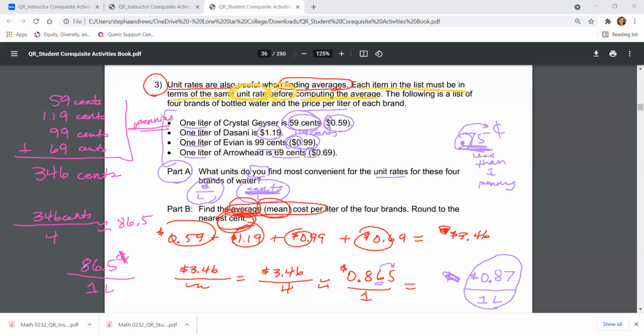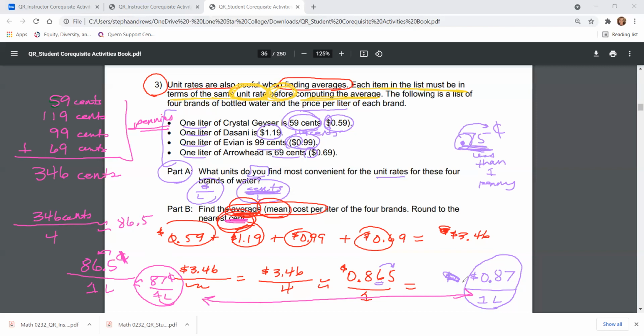liter. Now, it said round to the nearest cent. I'm still in a decimal, can't be my final answer. That 5 makes that 6 go up. So it's 87 cents for every 1 liter, which is exactly what we've got over here. Just one's written as a penny and the other one's written in terms of dollars.